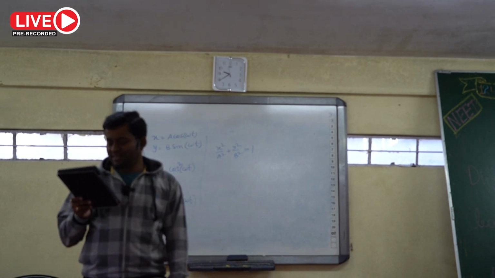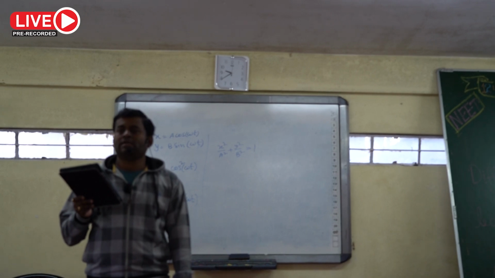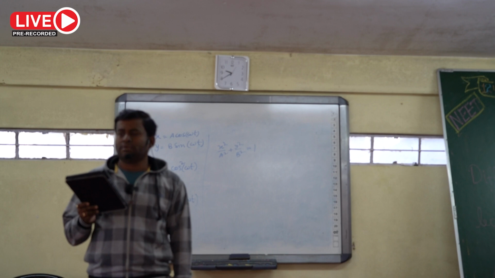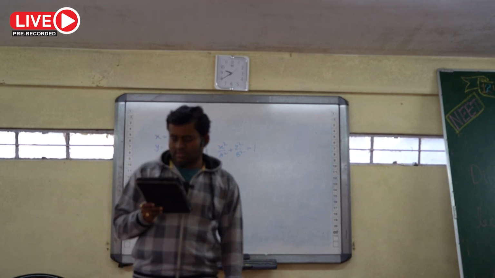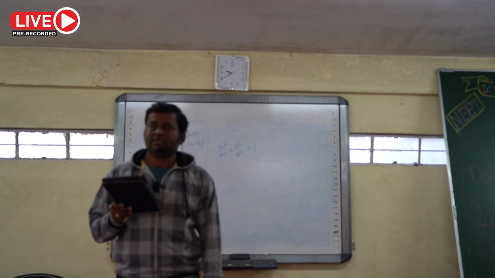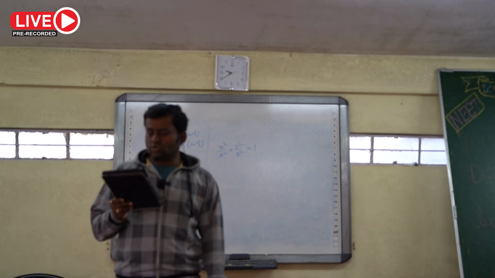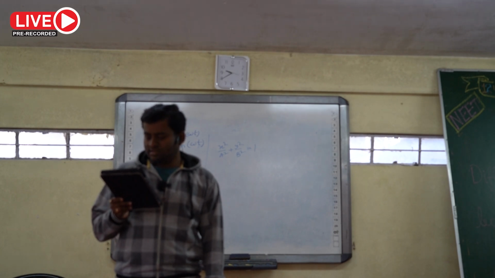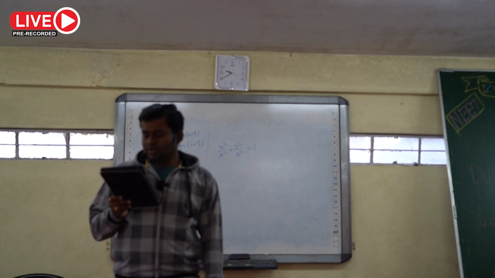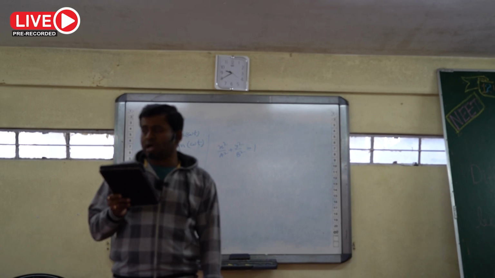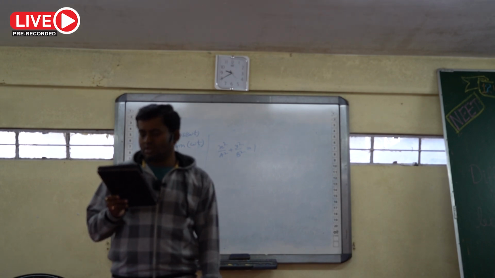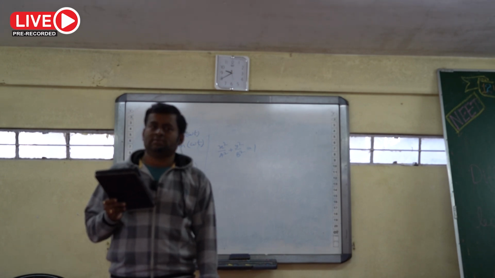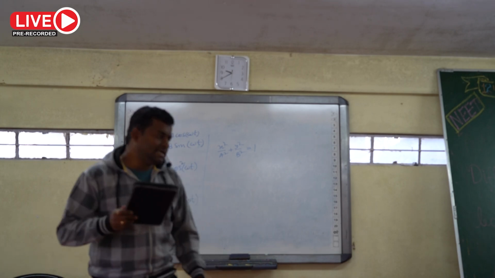Option A, 2 pi root R by 2g. Option B, 2 pi root R by g. Option C, 2 pi root of 2R by g. Option D, pi root R by g.